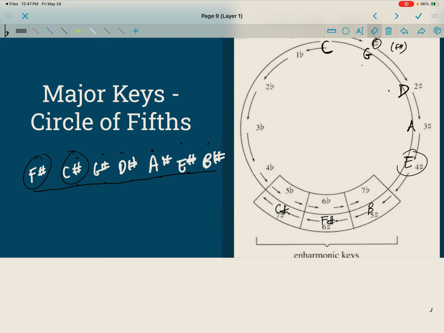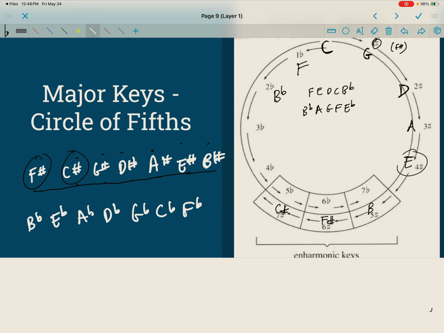So for the flat side, we're just going to do the same thing, but we're going to go down. So instead of having C, D, E, F, G, we're going to start C, B, A, G, F. So F major has 1 flat. F, E, D, C, B flat. See, again, I'm thinking in the key. Now B flat, A, G, F, E flat, because in the key of B flat, you have B flat, E flat, right? So I wrote up my order of flats so that we could see it.